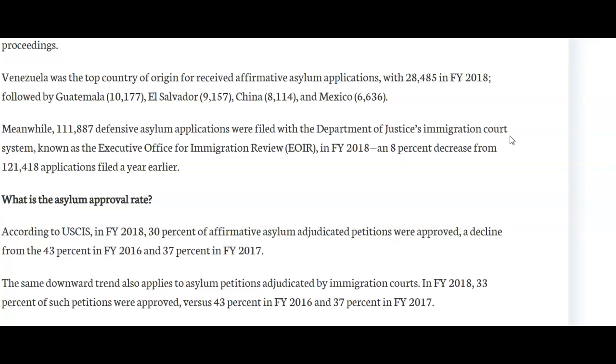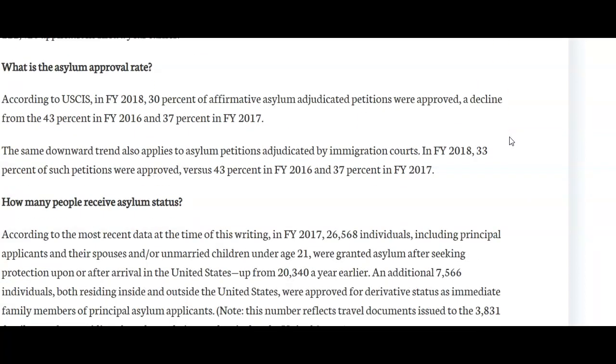111,887 defensive asylum applications were filed with the Department of Justice's immigration court system, known as the Executive Office for Immigration Review, EOIR, in FY 2018, an 8% decrease from 121,418 applications filed a year earlier. What is the asylum approval rate?